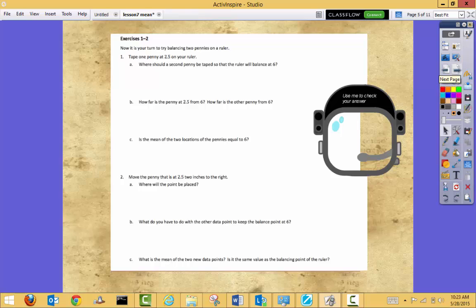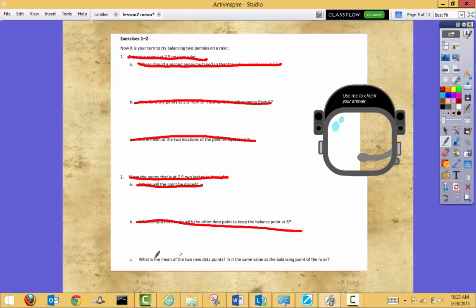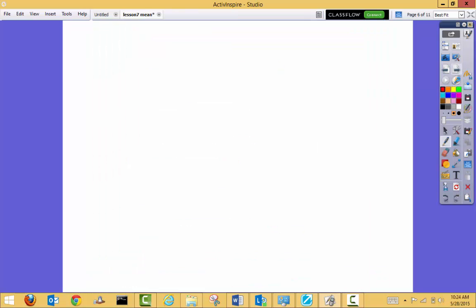Okay, now it's your turn to try balancing 2 pennies on a ruler. Some of these you won't be doing just because you have a substitute. So if I cross out, you don't need to do them. Take 1 penny at 2.5 on your ruler. Okay, guess what? We won't be doing this one, and we won't be doing these ones. And we won't be doing 2A, B, or C. We may do those on our way back when I return on Monday, or we may not.